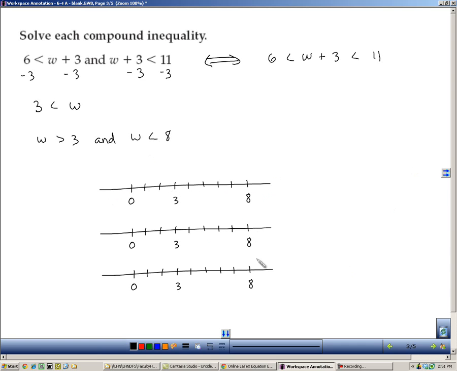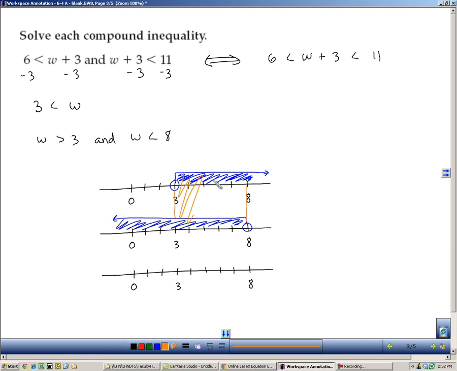Using technology, I can duplicate those 3 fairly quickly. You're going to have to write them out. So w greater than 3 looks like this. Open circle on 3, greater than means go to the right. W is less than 8, open circle on 8, go to the left. And now we've got to find the intersection where they cross over. So from here to here.